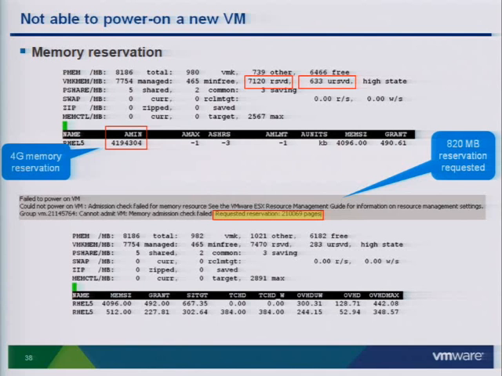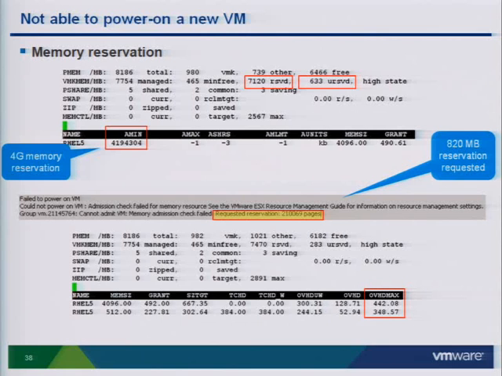So every VM which gets powered on has an overhead memory associated with it. The overhead memory depends on whether it's a 2 vCPU VM or a 4 vCPU VM, how much memory size you give to the VM, and whether it's 32-bit or 64-bit. There's a whole combination which decides the overhead memory. And the overhead memory always has to be reserved, in addition to the guest memory reservation that you're setting.